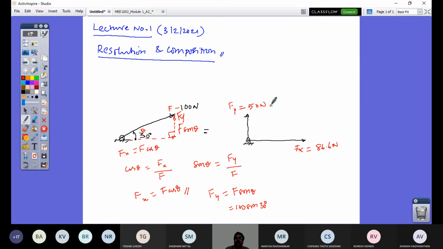This is Fy. So I have these two forces. Having one force of 100 Newton acting at the hook, which is 30 degrees inclined, is the same as having these two forces. So how do I verify that? By Pythagoras theorem. What does Pythagoras theorem say? If I have to compose these two, I get my F.